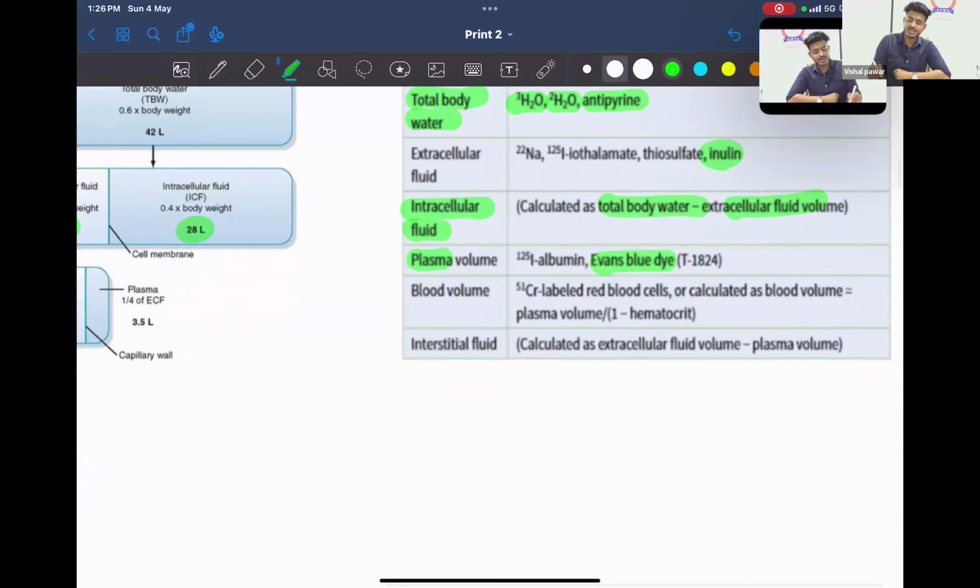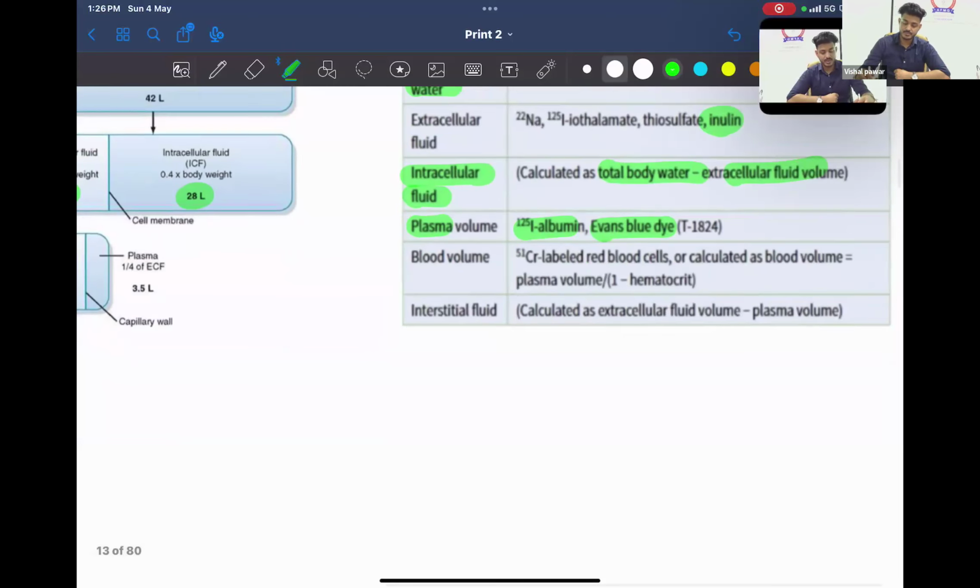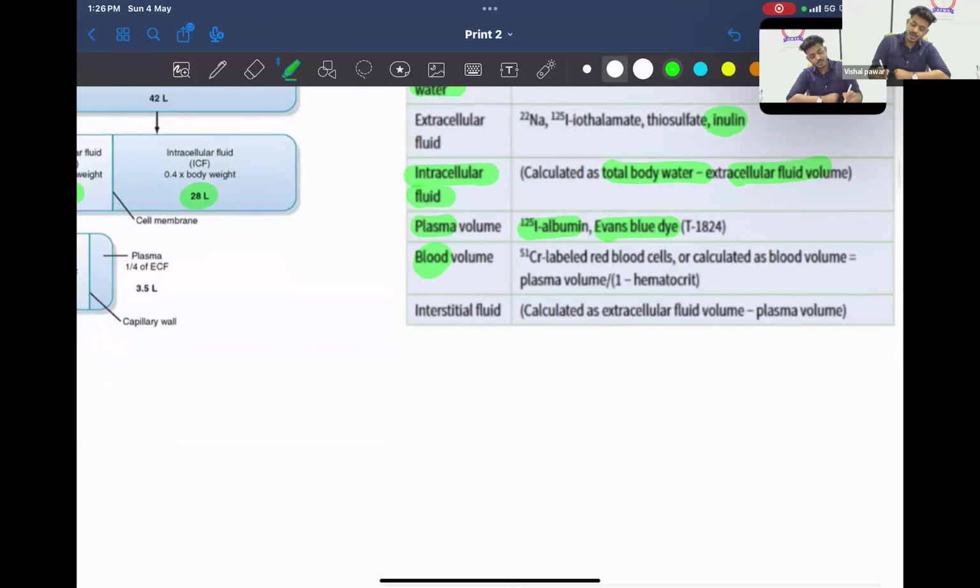What about plasma volume? How can you calculate plasma volume? You can use Evans blue dye. Very, very important: Evans blue. You can also use iodinated albumin. For identification of blood volume, you can use 51 chromium labeled RBCs.